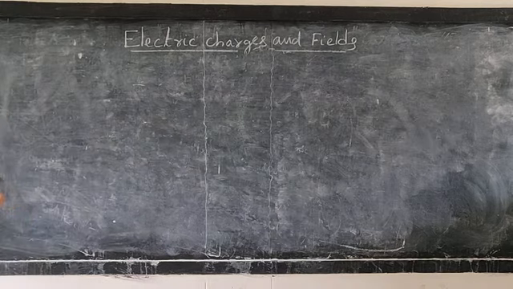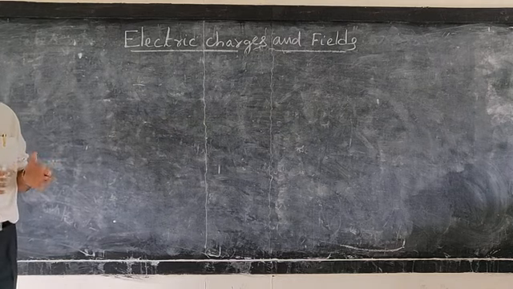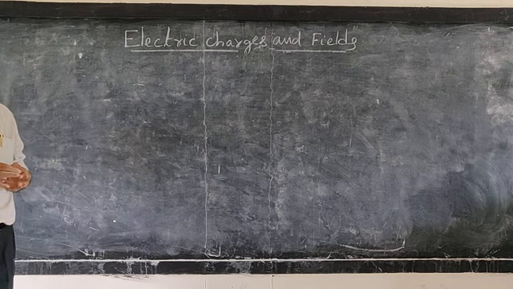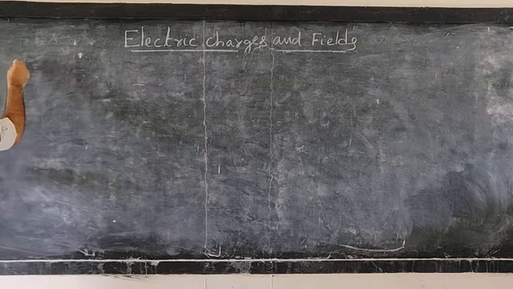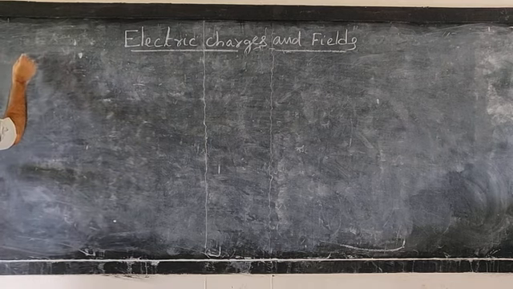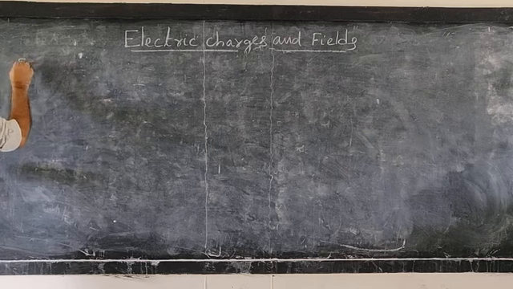Now we will consider what happens to the dipole if it is kept in a uniform electric field, and what happens in the case of a non-uniform electric field. So we will discuss this, that is, the electric dipole.